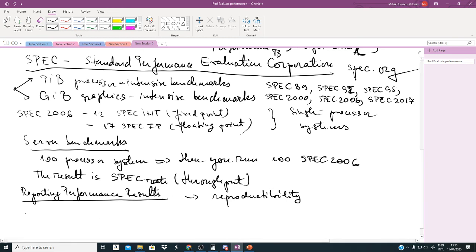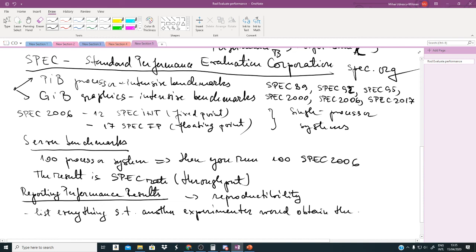everything such that another experimenter would obtain the same results, will reproduce your result.